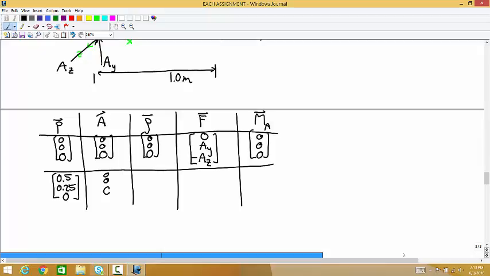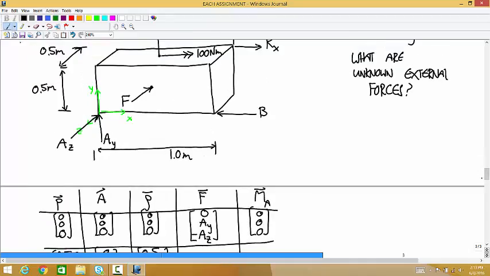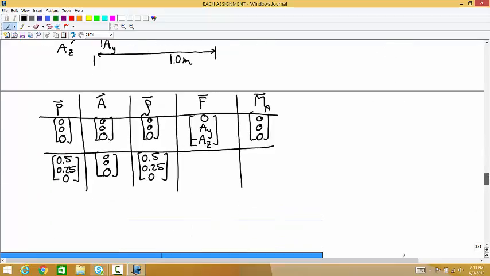About point is still zeros. So the row vector is 0.5, 0.25, 0. What's the force vector? 0, 0, negative F. And the cross product, negative 0.25 F, positive 0.5 F, 0.